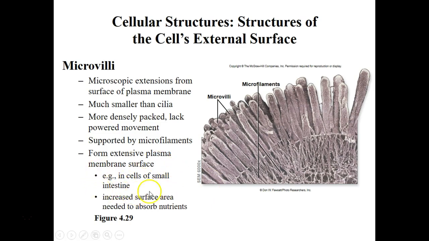So one place is the small intestines, where we're absorbing nutrients from the foods we eat. Another place is the kidneys and our nephrons, because we need to reabsorb all the nutrients that were filtered out of our blood.